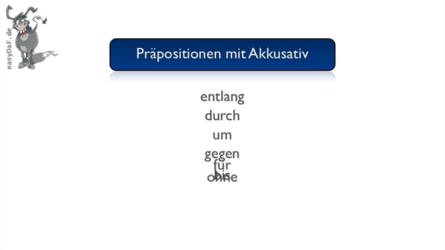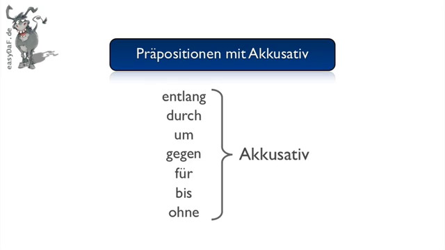These are the most important accusative prepositions you have to learn. These all take the accusative case. So let me read them out for you. This is entlang, which means along. Durch is through. Um is around. Gegen is against. Für is for. Bis is kind of until, but there are many synonyms in English for this preposition. And ohne is without.